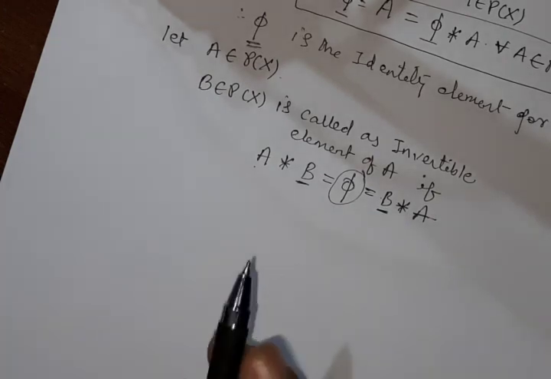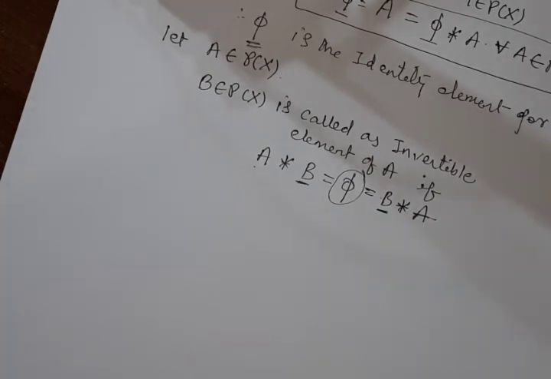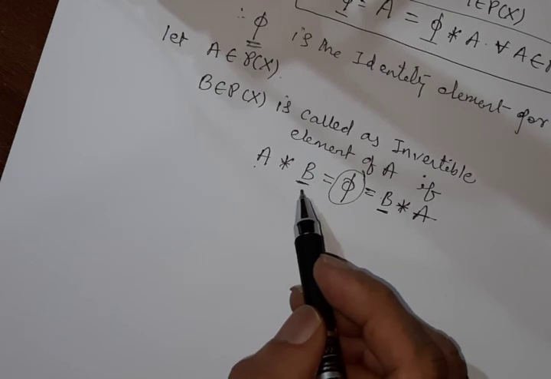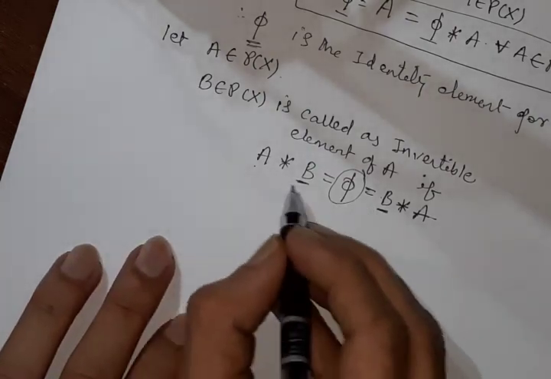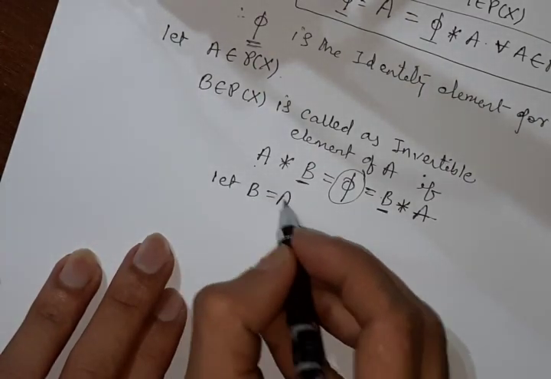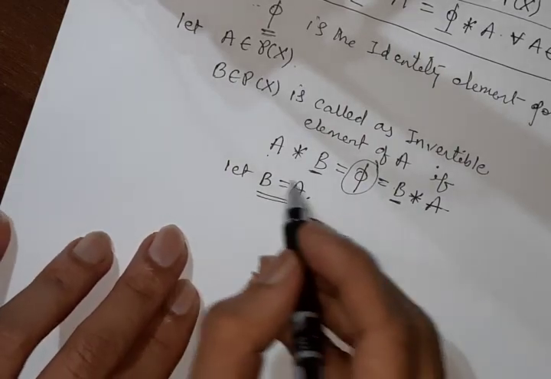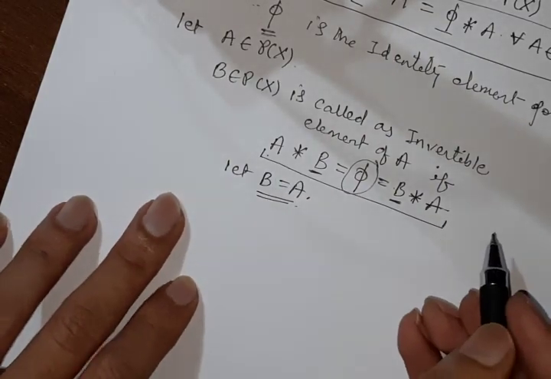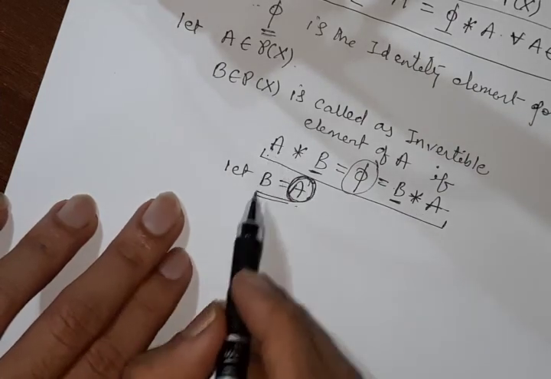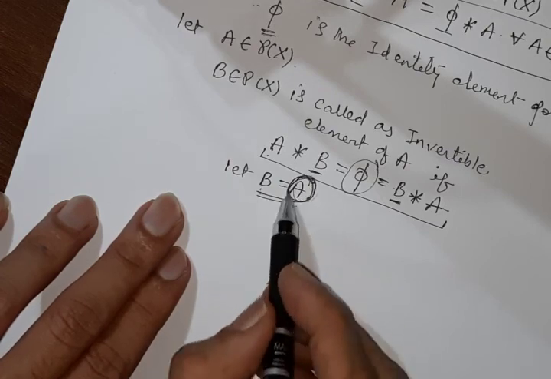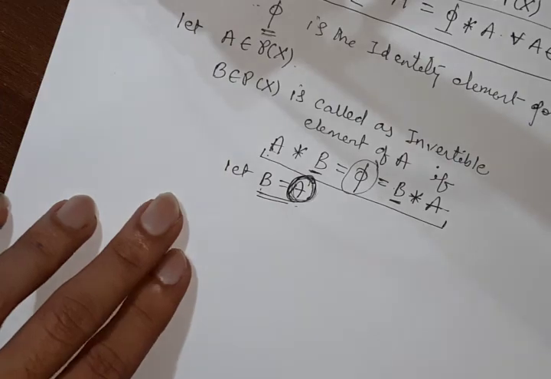Now what they have given is the statement: show that all the elements A of the power set are invertible with A inverse equal to A. They are just telling you that the inverse will be A, right? So what you do is, let B be equal to A, and we have to show that this condition is satisfied, so that this A will be the inverse of A, because B is equal to A. So the inverse of A will be this A.